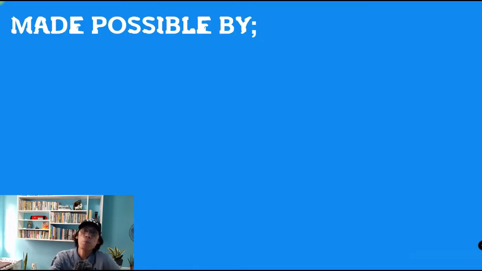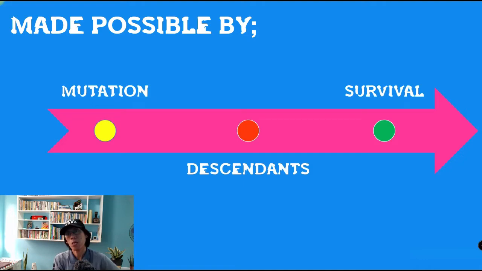What makes adaptation possible? Look at this illustration. There are 3 things. Number 1, mutation. The second one is descendants or offsprings. And the third one is survival. How does this work? Mutation has something to do with a random change in the DNA or chromosomes. When mutation is successful, the trait is passed on to the descendants or offsprings.